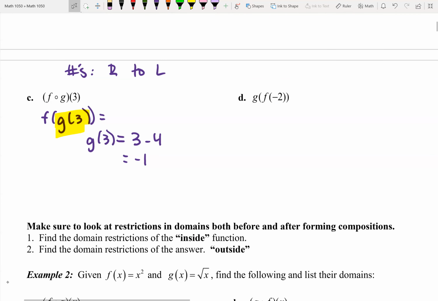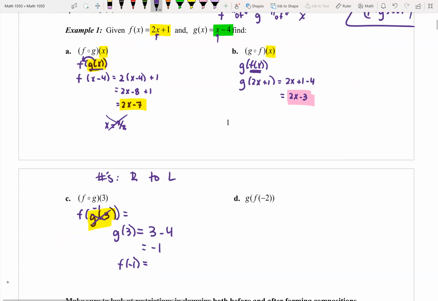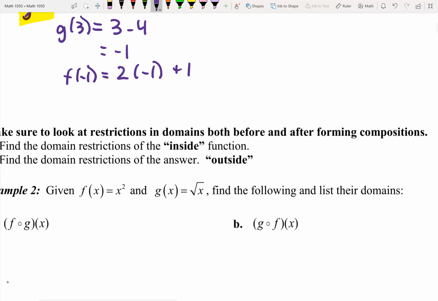So now look at this. I know that g of 3 is negative 1. So if I wanted to, I could literally replace it. And now, see what I've got there? It tells you what to do next. Now I find f of negative 1. So now I go into that yellow f of x, and wherever I see an x, I put in a negative 1. So that's 2 times negative 1 plus 1. 2 times negative 1 is a negative 2, plus 1 is a negative 1. You only have one answer, and that's your final answer.